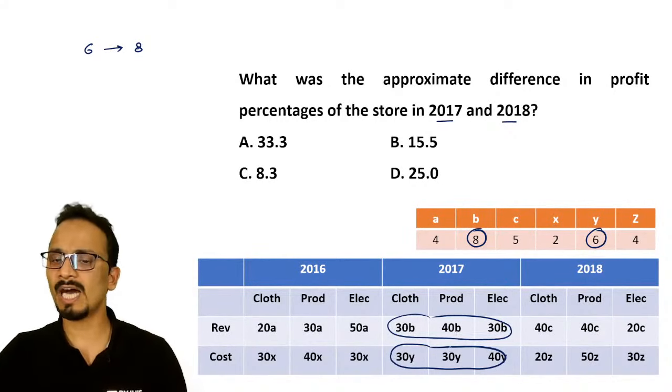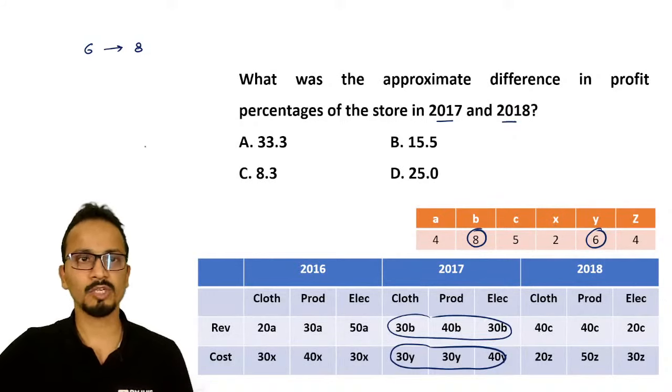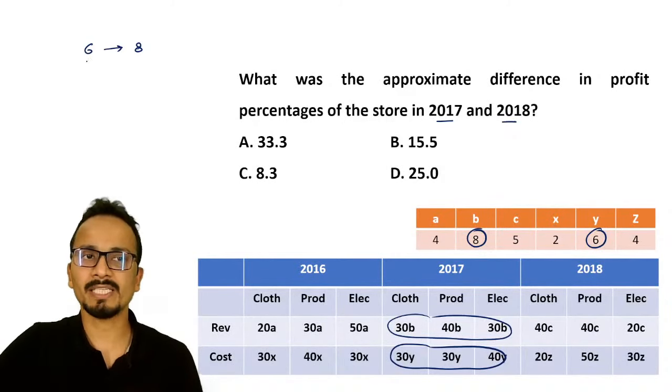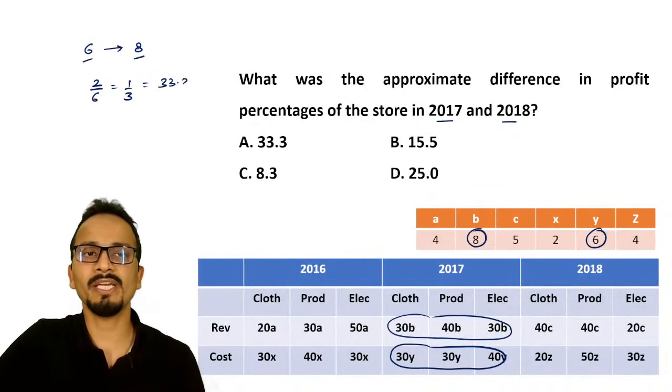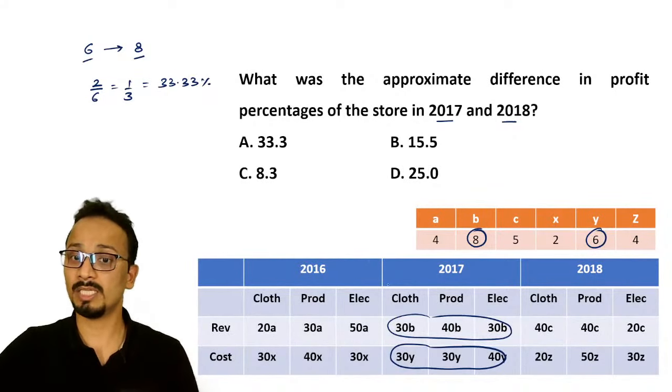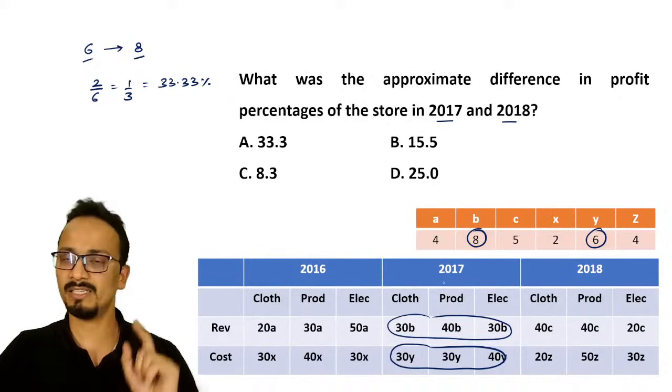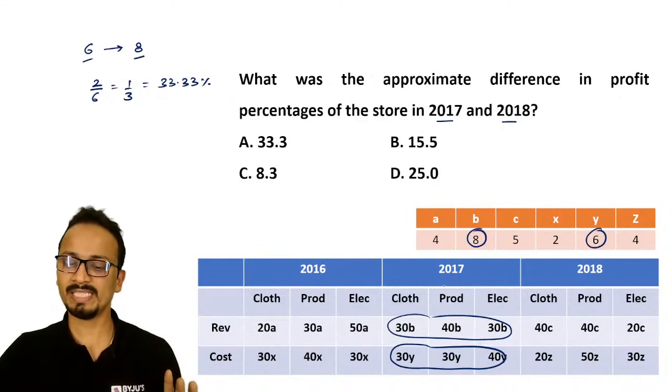Because in both the cases 100 common will be removed. So 6 to 8, 6 is the cost, 8 is the revenue. So there is a profit of 2 over 6, that is 1 upon 3, which is 33.33%. Now this is the profit percentage for 2017.